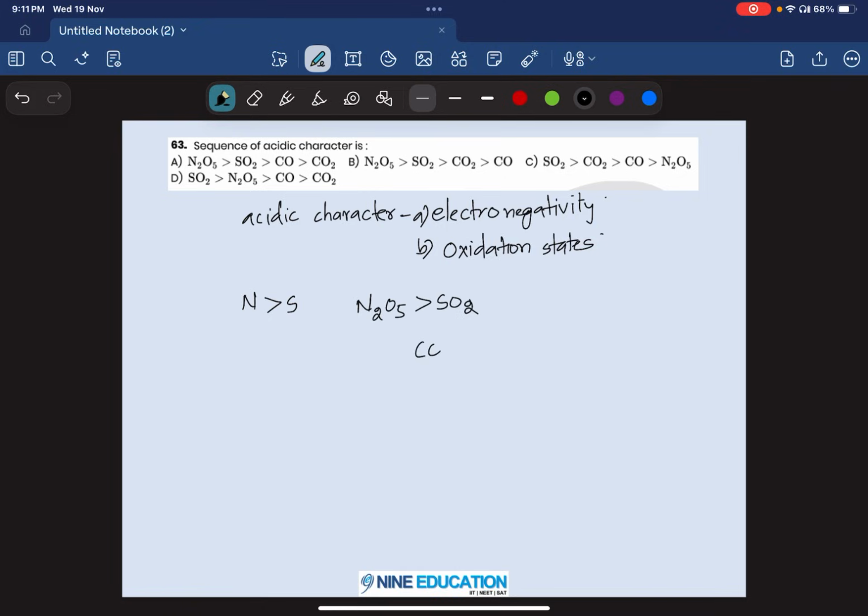In case of carbon monoxide and carbon dioxide, carbon dioxide has more acidic character than carbon monoxide because of the higher oxidation state in carbon dioxide. So carbon monoxide has lower acidic nature. It's actually a neutral oxide. If you need to remember this, it's actually a neutral oxide. It's not at all an acidic oxide, whereas the other three are acidic oxides. So the option would be N2O5, SO2, CO2, and CO. Option B is the answer.